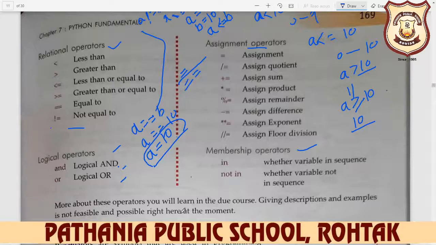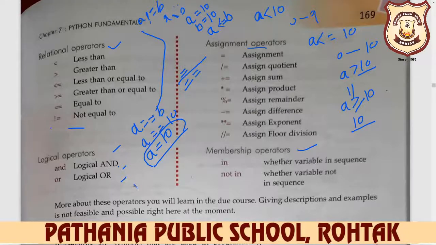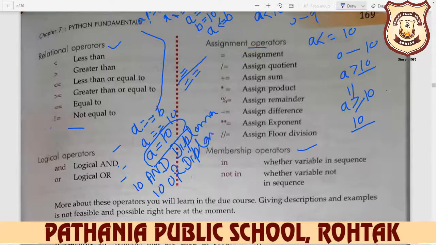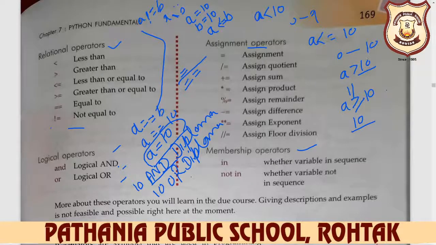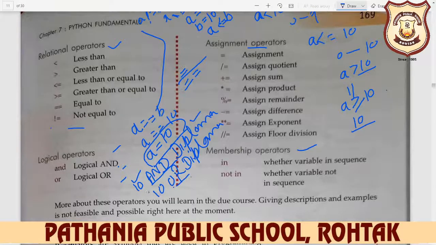When you write 10 and diploma, or we write 10 or diploma, so what is the difference here? When we write and, we require both 10th and diploma. But when we write or, we require only one, either 10th or diploma.